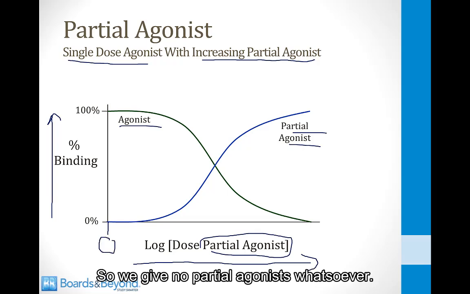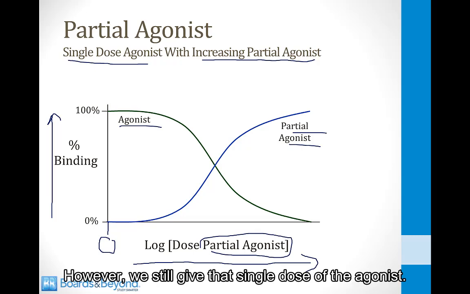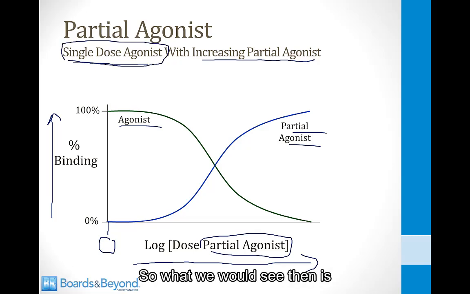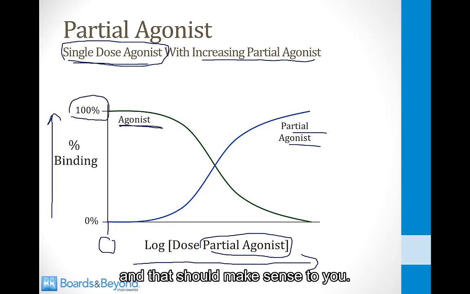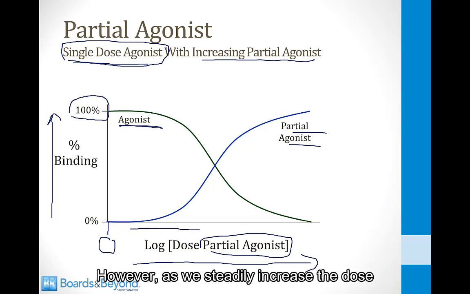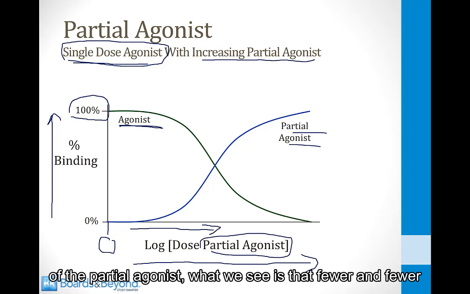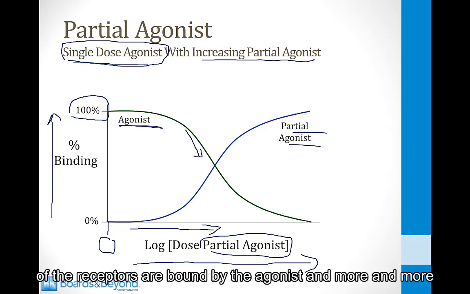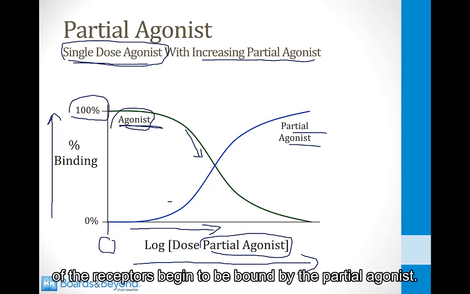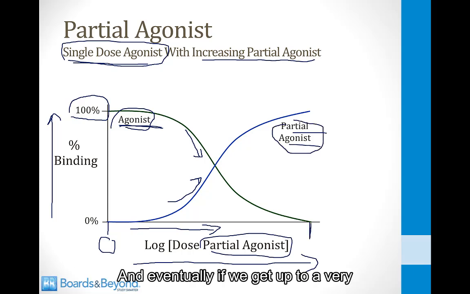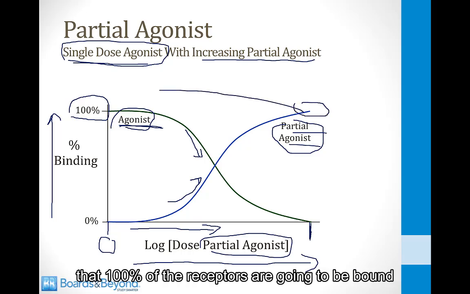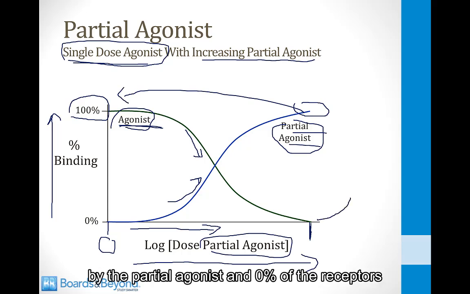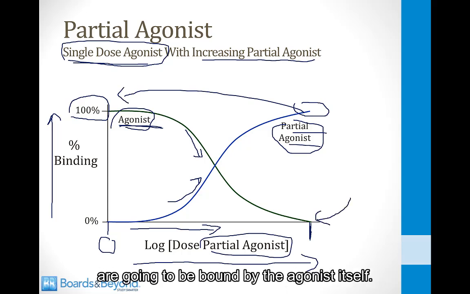So let's start by imagining that we give 0 for a dose of the partial agonist. So we give no partial agonist whatsoever. However, we still give that single dose of the agonist. So what we would see then is that the agonist would bind 100% of the receptors, and that should make sense to you. However, as we steadily increase the dose of the partial agonist, what we see is that fewer and fewer of the receptors are bound by the agonist, and more of the receptors begin to be bound by the partial agonist. And eventually, if we get up to a very, very high dose of the partial agonist, what we see is that 100% of the receptors are going to be bound by the partial agonist, and 0% of the receptors are going to be bound by the agonist itself.